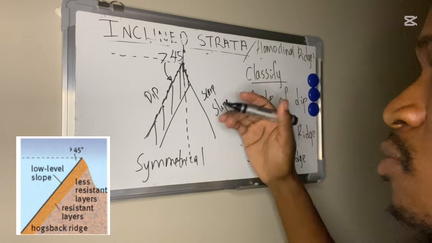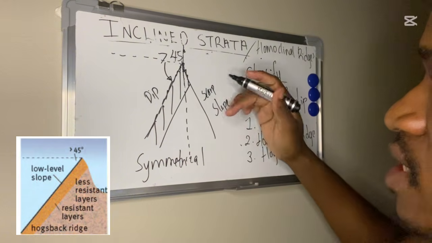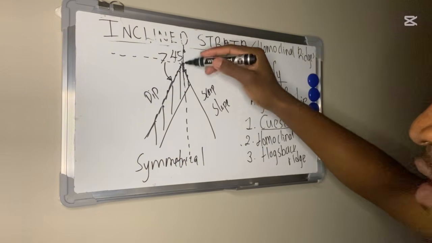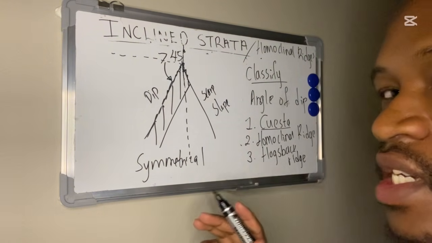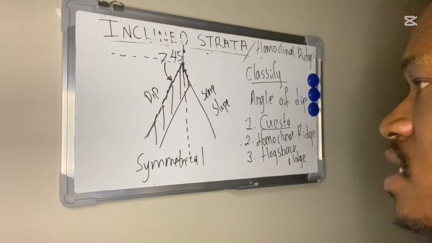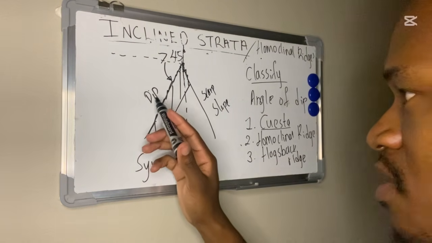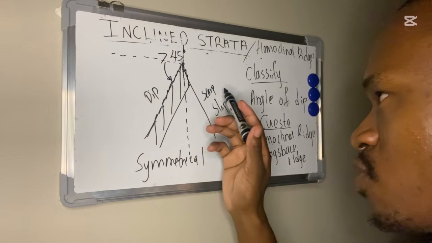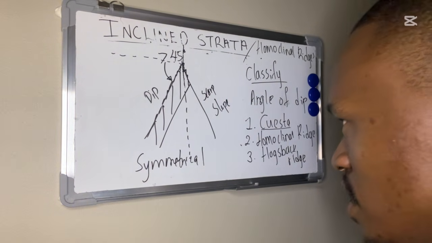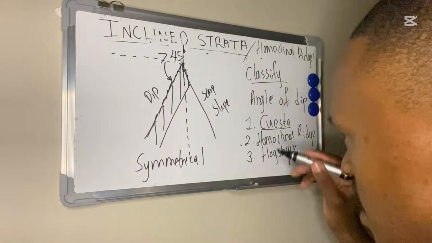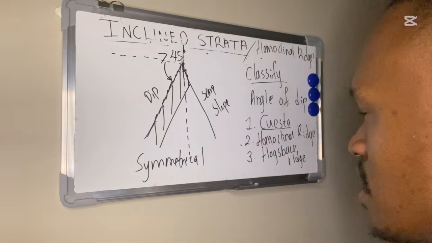Now in this case, I'm not referring to the type of rock, I'm just referring to the angle, right? The angle is almost the same, right? That's why we say that a Hogbacks ridge is symmetrical. The dip slope is steep, just as the scarp slope is also steep on my Hogbacks ridge. Remember, on the Cuesta, the dip slope was gentle.